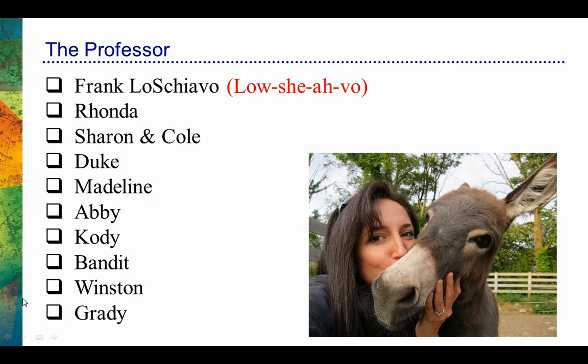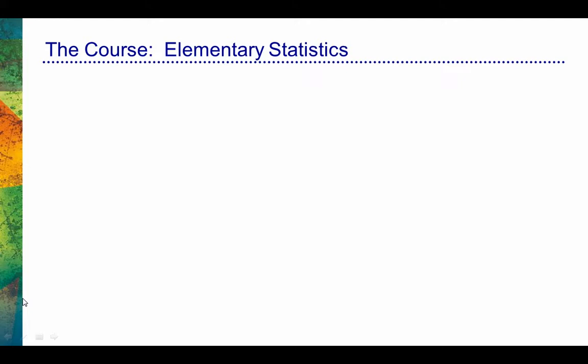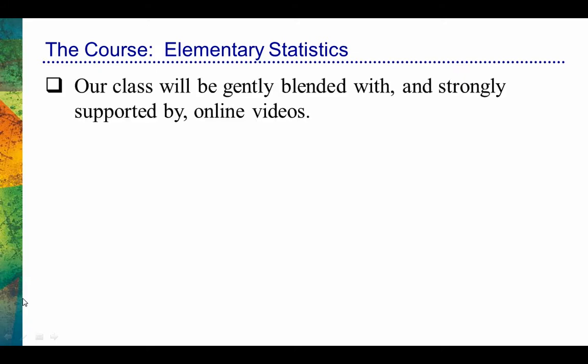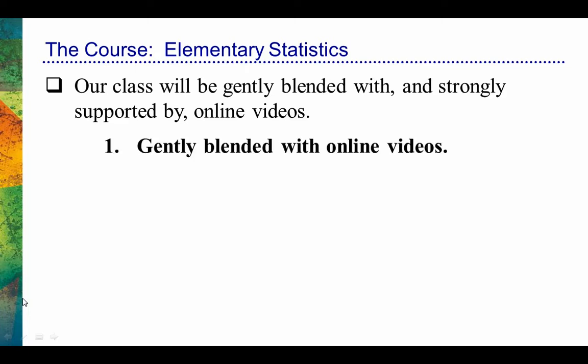All right, now that you know me and my family, let's talk a little bit about the course. Our course, of course, is Elementary Statistics. And here's a phrase that will help sum up the way the course is structured. Our class will be gently blended with and strongly supported by online videos. As you know, this class is partially blended, and that simply means that there will be an online component. And specifically, you're going to be watching some videos to prepare yourself for class, at least at the beginning. This is what I mean by gently blended with online videos.